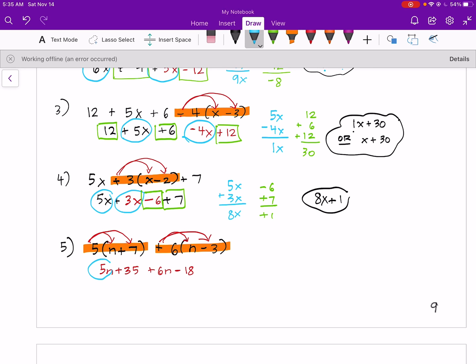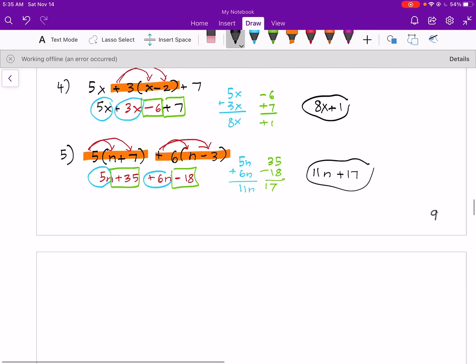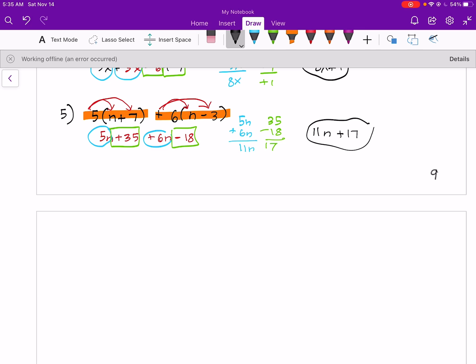So 5n plus 6n would be 11n. And then 35 minus 18 would be 17. So your answer would be 11n plus 17. All right, I ran out of room on that page, so I know the next page in your notes is blank as well, so here we go, number 6.